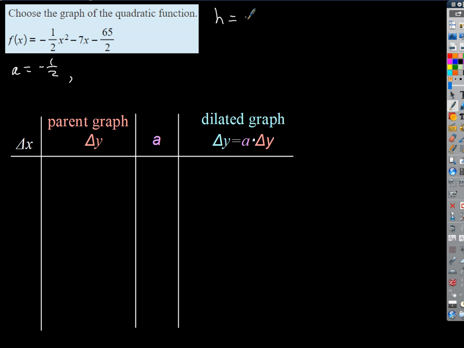So H is, what's our formula again? Okay, so then what's negative B? So then 2 times A is 2 times negative 1/2. So what's 2 times negative 1/2? Negative 1. Oh, okay. So H is negative 7, okay?